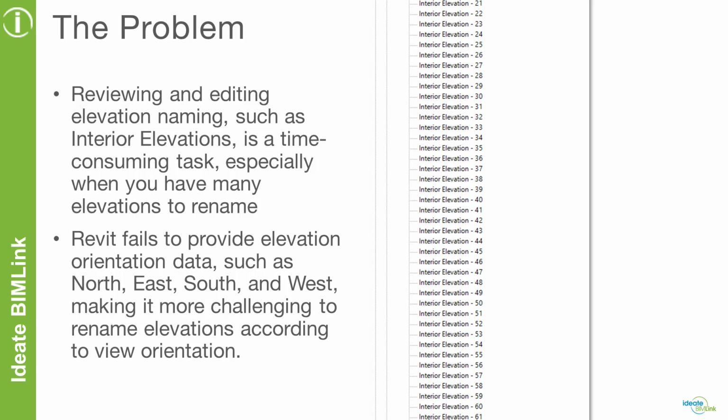One such example is with the view orientation. Since Revit does not provide us with this information, we have to carefully review our plans to figure out the orientation of our elevation tags so that we can use that information to appropriately rename our elevation views.